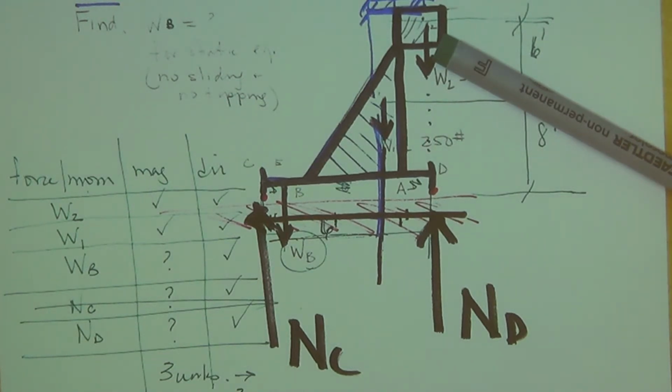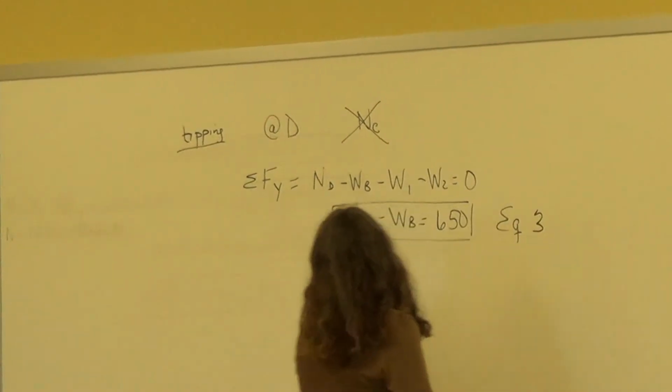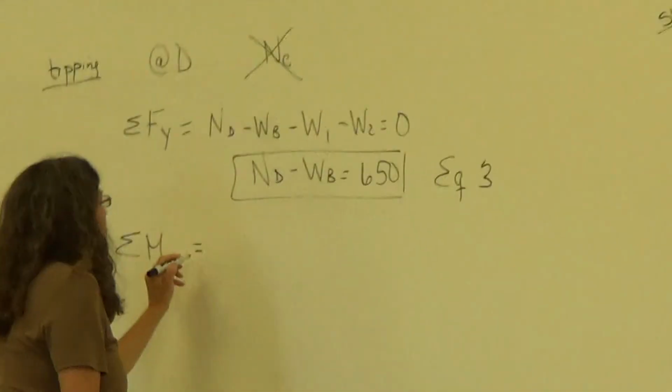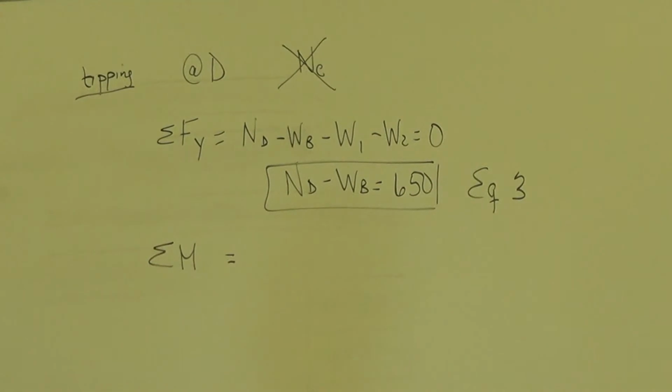So now let's do some equations. Does some of the forces in the X help us? No. So what's some of the forces in the Y now? ND minus WB minus W1 minus W2 equals 0. So ND minus WB is equal to 650. Does everybody agree with that? So I'm going to call that equation 3. And now, where do we want to do some of the moments about? The point that's tipping. So D.